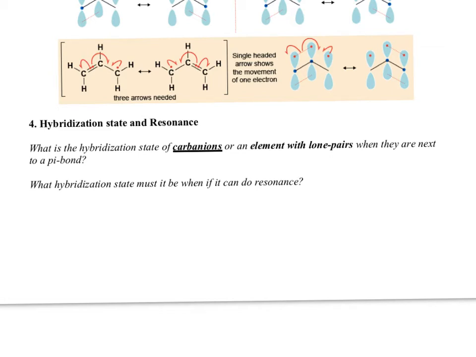Because sp3 has no resonance. sp3 has no what, Liam? Pi bond, so it can't do resonance. sp3 has no p orbitals, which also means it has no pi bonds, right? So it can't do resonance. But atoms will make that choice. If you're a carbanion or if you're a lone pair, you will choose, if you are next to a pi bond, to be sp2 hybridized. So then you can have a p orbital, and that p orbital then can be used for resonance.